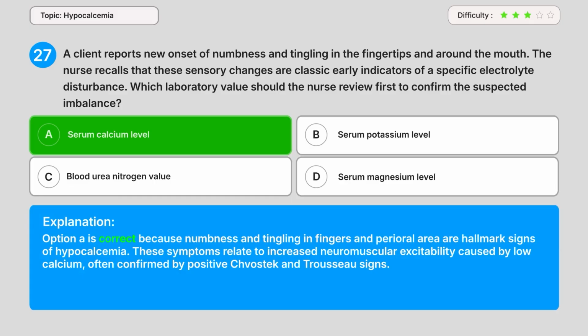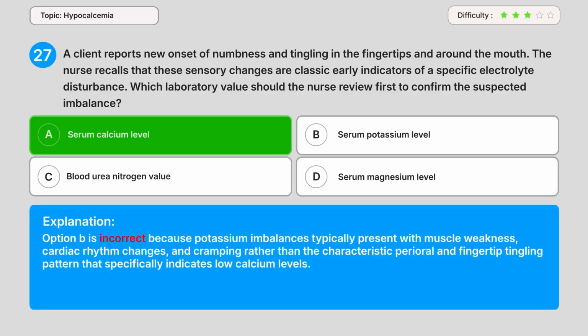Explanation: option A is correct because numbness and tingling in fingers and perioral area are hallmark signs of hypercalcemia. These symptoms relate to increased neuromuscular excitability caused by low calcium, often confirmed by positive Chvostek and Trousseau signs. Option B is incorrect because potassium imbalances typically present with muscle weakness, cardiac rhythm changes, and cramping, rather than the characteristic perioral and fingertip tingling pattern that specifically indicates low calcium levels.